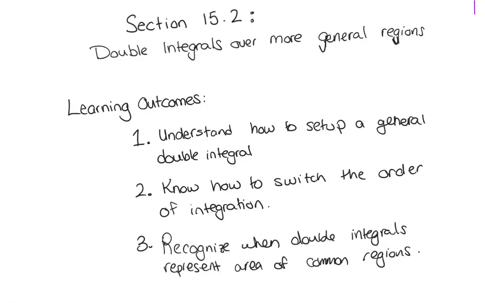In section 15.2, we're going to talk about double integrals over more general regions. In the last section, we talked about how to find the double integral over rectangles. So we want to now set up a more general double integral. We'll learn how to switch the order of integration for these more general double integrals, and then we'll recognize when a double integral represents area of these common regions.